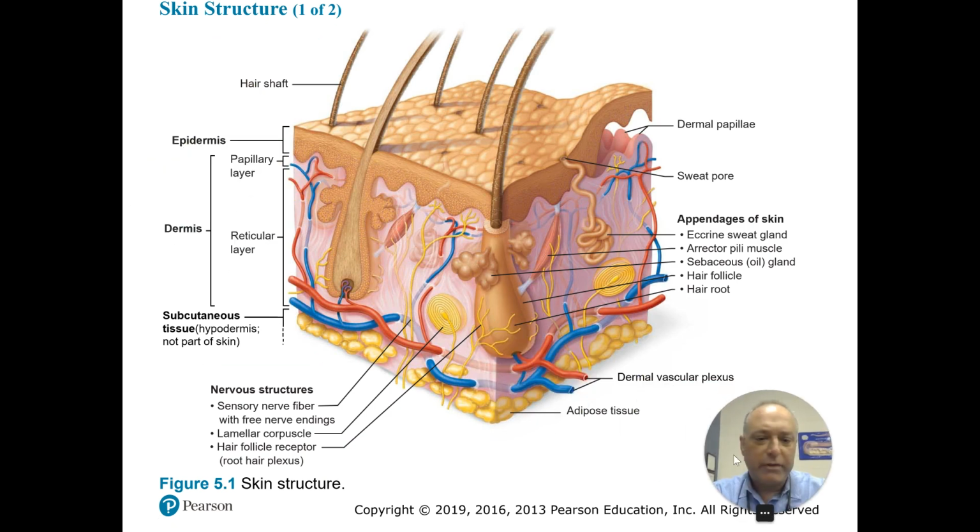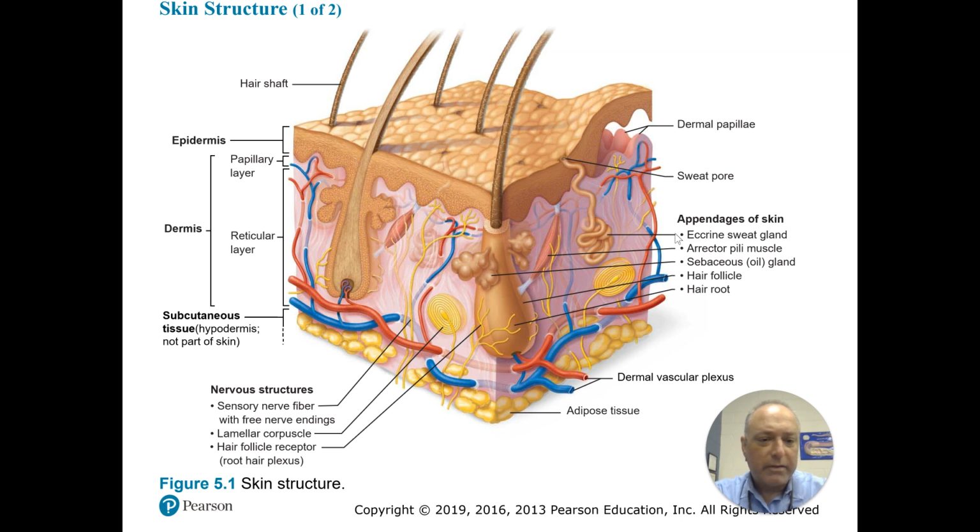Okay, so here's a good picture of the skin. So we've got our hair shaft, pores, the epidermis. This is the top layer. It actually comes in 7 different layers, depending on whether you're thick or thin skin. And then under that's the dermis. The dermis is made of the papillary layer and the reticular layer. And then you've got your hypodermis, which is the subcutaneous tissue. Not part of the skin, once again. It's just below the skin.